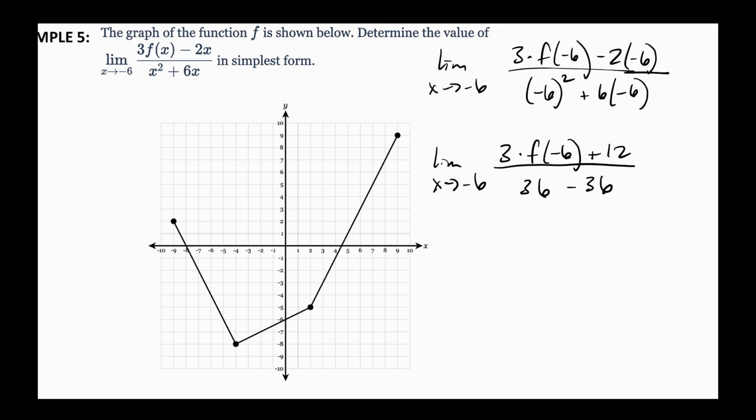Exactly. Look at it from the graph. Really, this is asking what? What is this really asking? What is the y value at negative 6? That's all it's asking, right? So negative 6, the y value, it looks like it's negative 4. So f of negative 6 is negative 4.